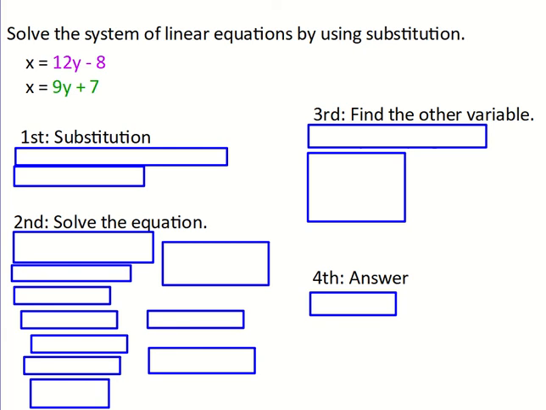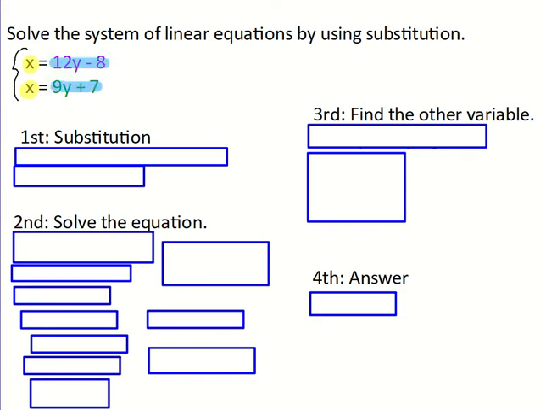Solve the system of linear equations by using substitution. In this system, we have the equations x equals 12y minus 8 and x equals 9y plus 7. Notice how both of these equations are solved for x. They both have an x by itself on the one side. So in this type of situation, what you can do is take the other side and set them equal.